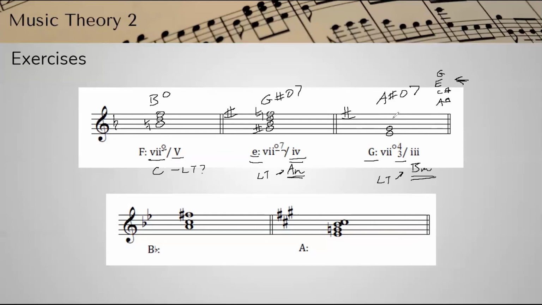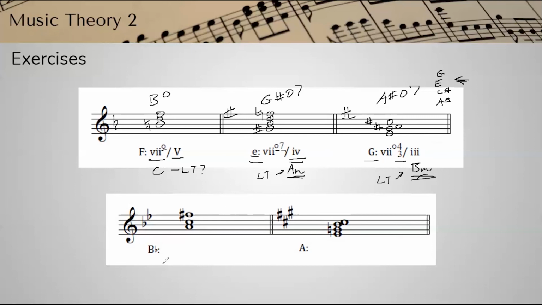That'll be G, and then we'll have our A sharp. That's the root of our chord. And then we'll have C sharp. That'll be the 3rd of our chord. So we end up with this chord, which leads to 3 in the key of G, which is B. So this is our 7 fully diminished 4/3 of 3.